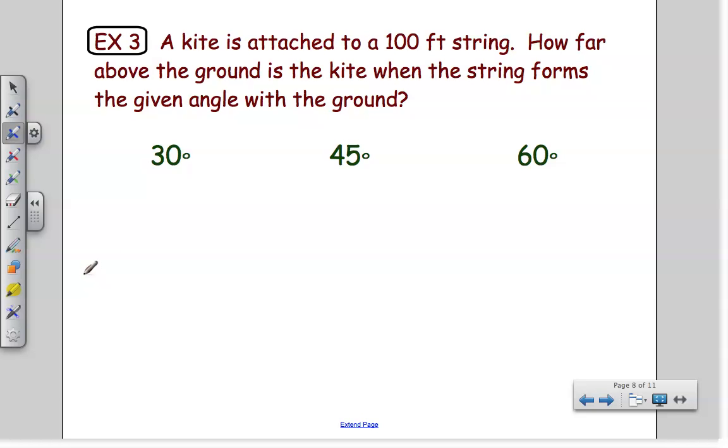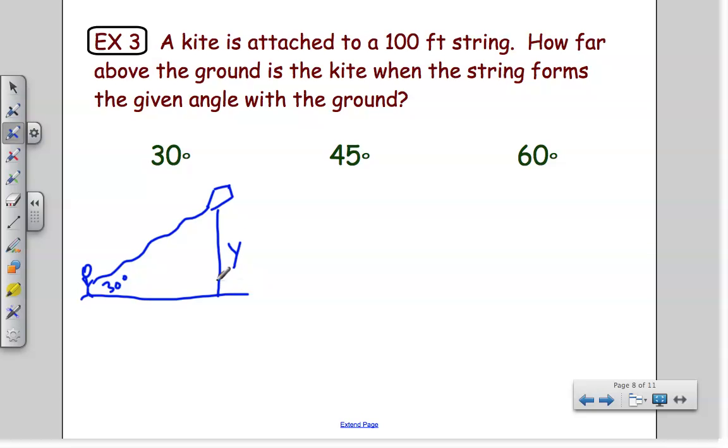Okay, so let's say I'm flying my kite, and first it makes a 30-degree angle with the ground. So not that big of an angle. So my kite is up here, and the angle with the ground is 30 degrees. Question is, how far above the ground is my kite? So I need, that's a great vertical line, I need this distance here.